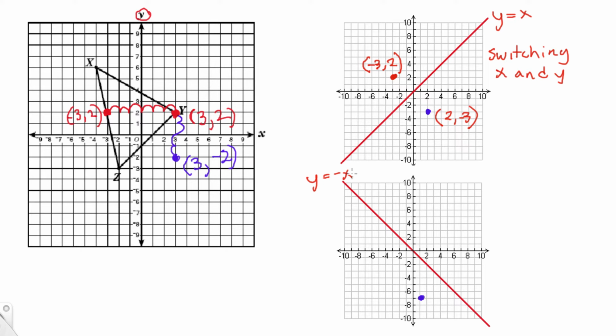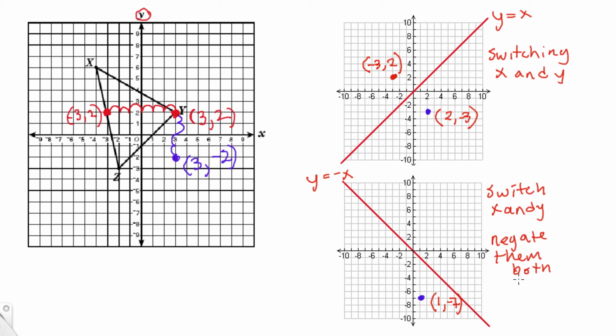Now for this one, Y equals -X, we go a little bit further. So we look at this point here. We have 1 and -7. So here when we have Y equals -X, a reflection over this line, we're going to switch X and Y, but also negate them both.